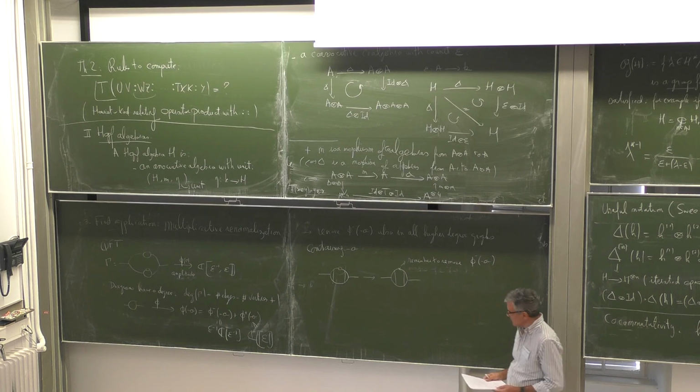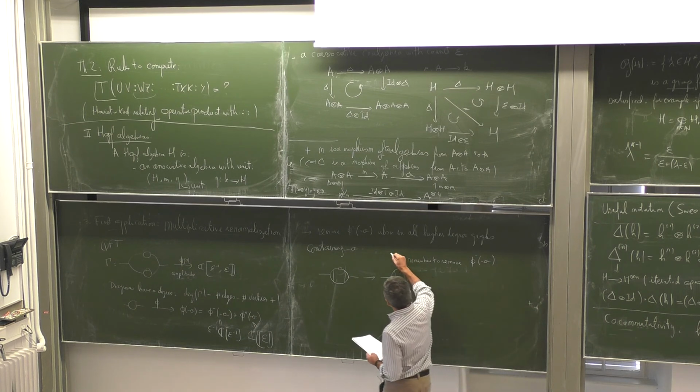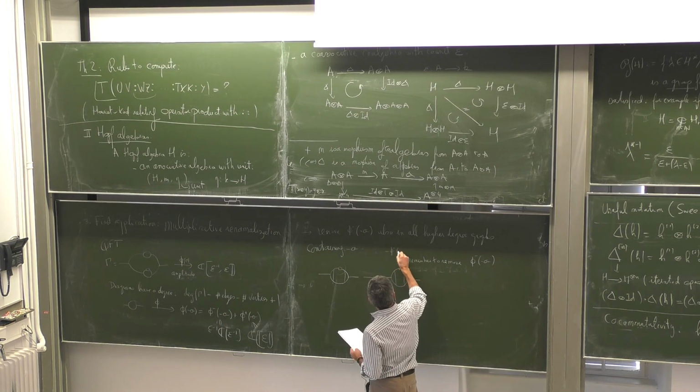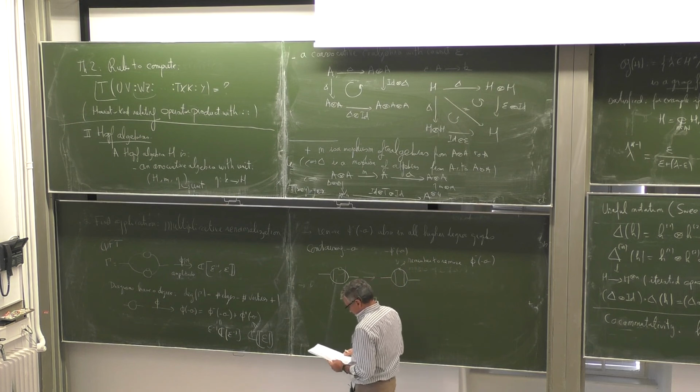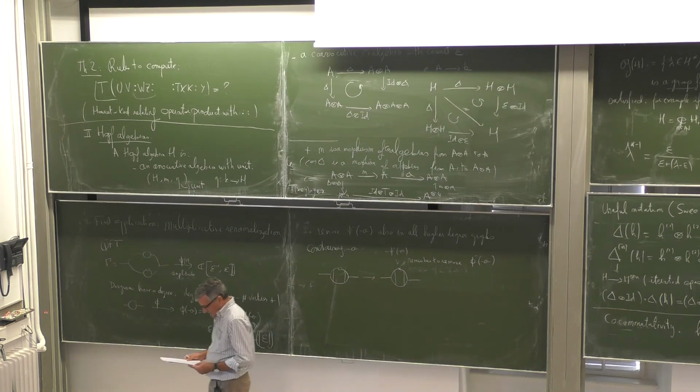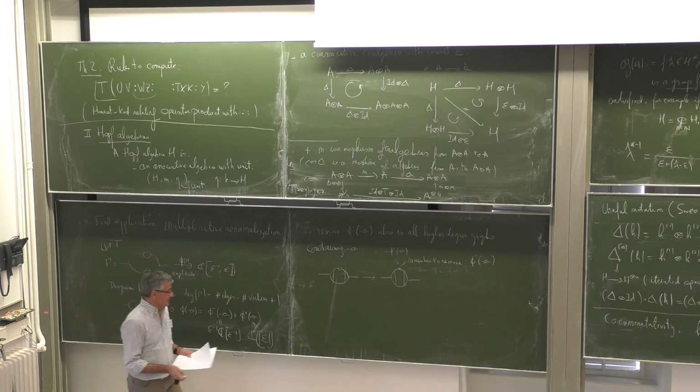So in a certain sense, you mark the graph by minus phi minus of this. And you do this by looking at all subgraphs of graphs. This is called, I think, multiplicative renormalization.